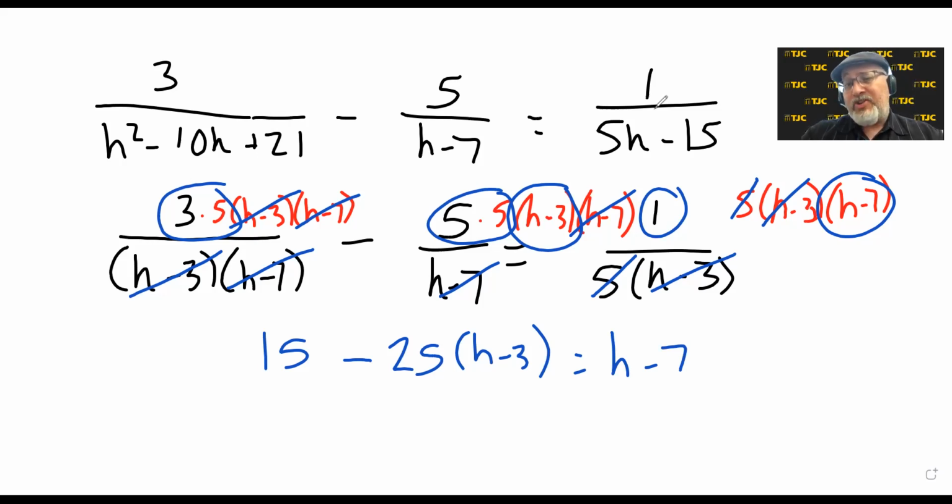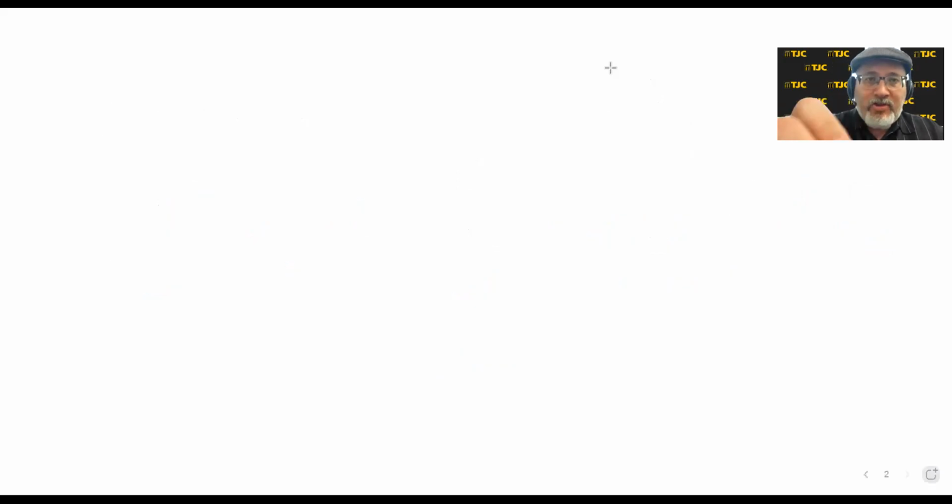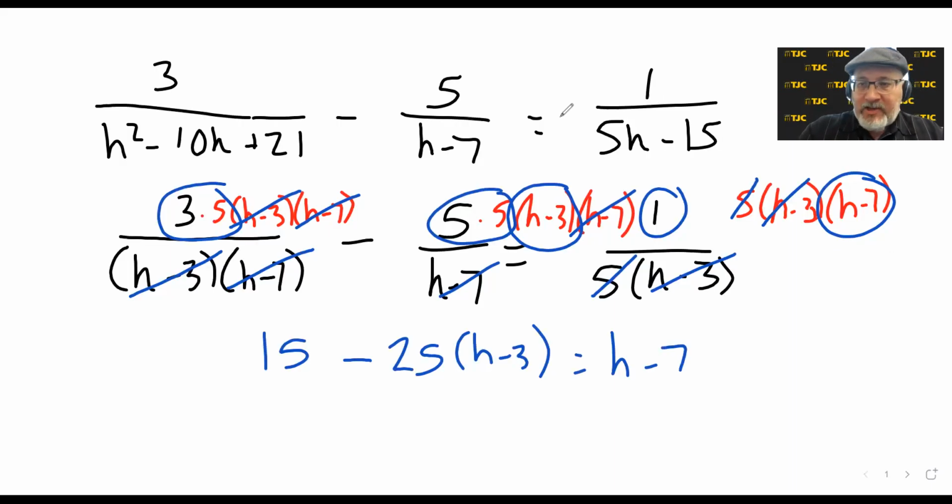But this is what the equation should have looked like had you multiplied everything by the least common denominator of 5, h minus 3, and h minus 7. So what happens if you use extra stuff? I'll show you what happens when you use extra stuff, and I'm not going to do the entire problem, but I'm just going to show you what would happen on that middle fraction, the one that had minus 5 over, what was it, h minus 7.